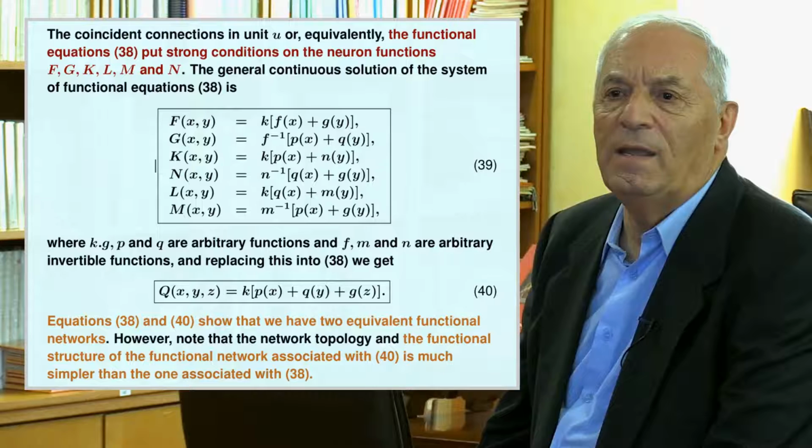The general continuous solution of the system of functional equations 38 is in 39, where k, g, p, and q are arbitrary functions and f, m, and n are arbitrary invertible functions. Replacing this into 38, we get expression 40 that suggests a simplified functional network equivalent to the initial one. Note that the network topology and the functional structure of the functional network associated with 40 is much simpler than the one associated with 38.